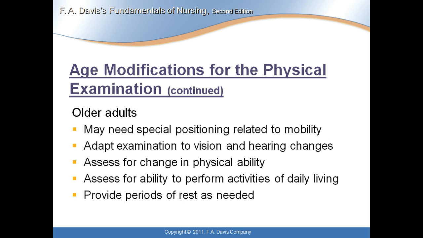So for older adults, which is my expertise, the modifications for an older adult may be special positioning related to mobility, adapting the examination to vision and hearing changes, assessing for change in physical ability, assessing the ability to perform activities of daily living, and providing periods of rest. So again, with your elderly patient, you might have to make some provisions for your assessment to be able to gather the data from them, whether it be asking them questions and them responding, or physically assessing them to determine what they can and can't do.